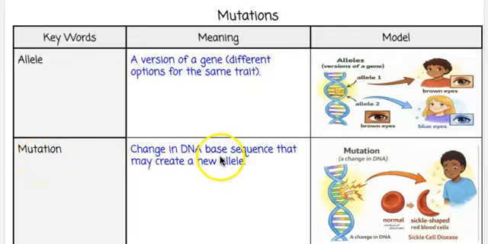Next key term is mutation. This is a change in the DNA sequence, and this could create a new allele or a new variation. In this image, you see that the DNA is broken or damaged, and there's a change. Not all mutations are bad, and not all mutations are good. Some mutations have no effect at all.